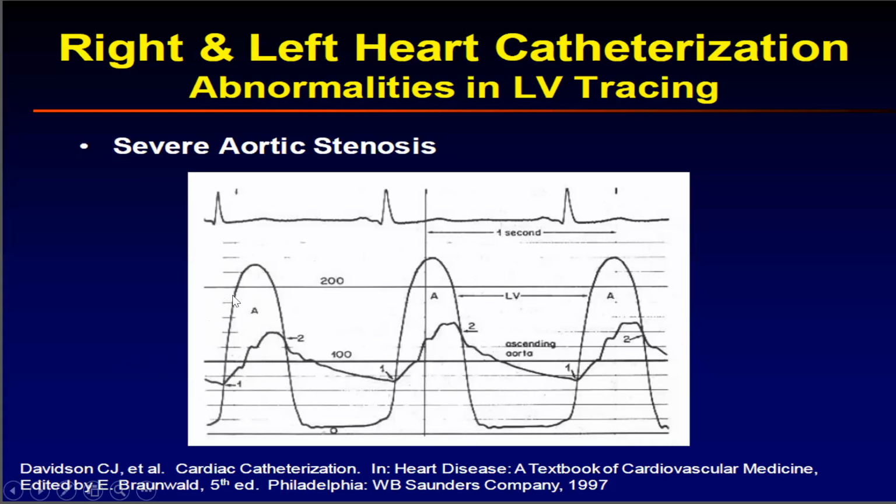Okay. So if you measure the gradient from here to here, you can get what we call a peak-to-peak gradient in catheterization. Now, if you were to calculate the gradient and you average all these gradients here, you can get the mean aortic gradient. Okay. The mean aortic gradient is usually the same as the mean gradient in echocardiogram, unless we have something called pressure recovery. All right.